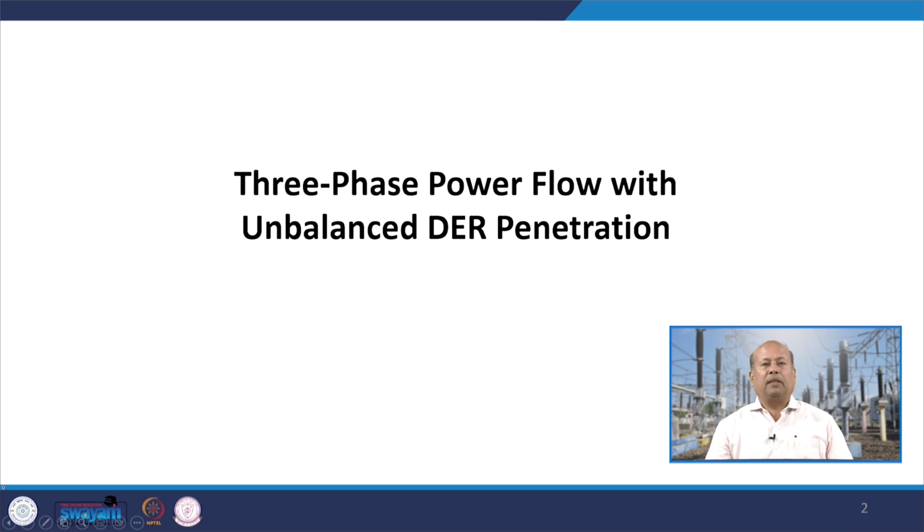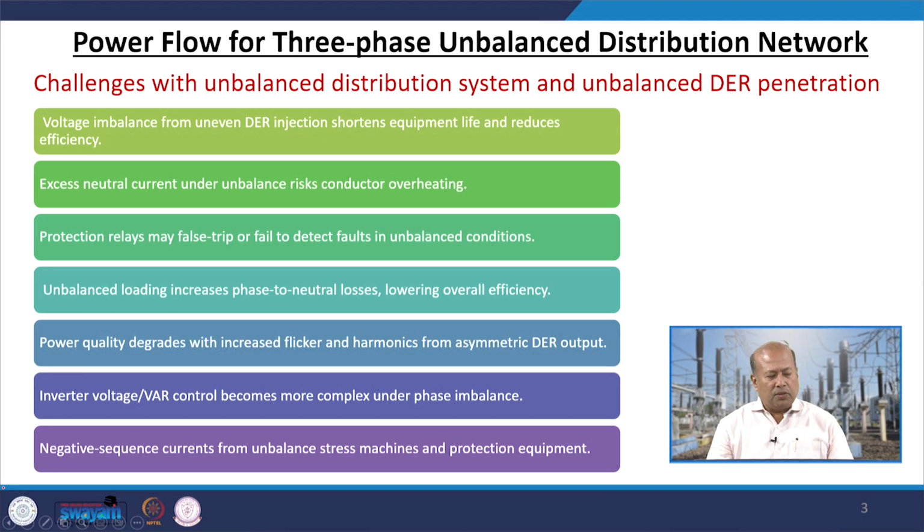So, we are considering a three phase system that is unbalanced along with DR penetration. This is one of the most complex systems one can ever imagine in case of a distribution system. Now, there are many challenges with unbalanced distribution system and unbalanced DR penetration. So, we have a three phase system. Normally, we convert it into a single phase system and solve it, but now let us assume it is a three phase system which is purely unbalanced, and then we also assume that unbalanced DR penetration does exist in this.